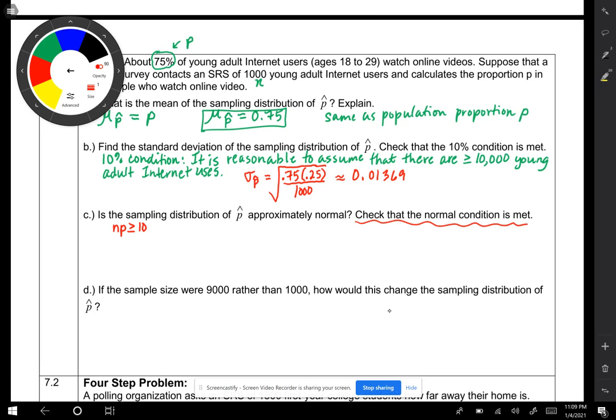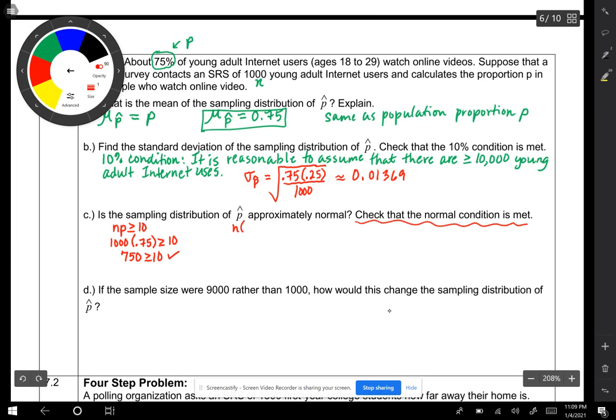So n is 1,000 times p is 0.75. Is that greater than or equal to 10? And you don't just say yes. You actually have to show the ending values. So multiply 1,000 times 0.75, so you get 750. That is greater than or equal to 10. I just show a check mark. That's met, but you have to show the other one.